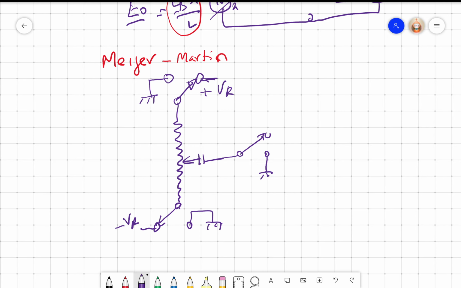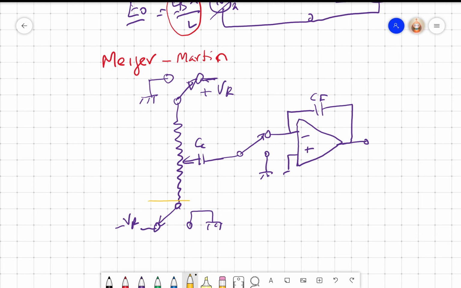This is grounded. This one goes to an op amp, and we have a capacitor. This is CC, capacitor CF. I have the output, and now let me put this one switch, another switch. There would be a control to this switch. The control to this switch again goes through another switch. So here I give a clock.